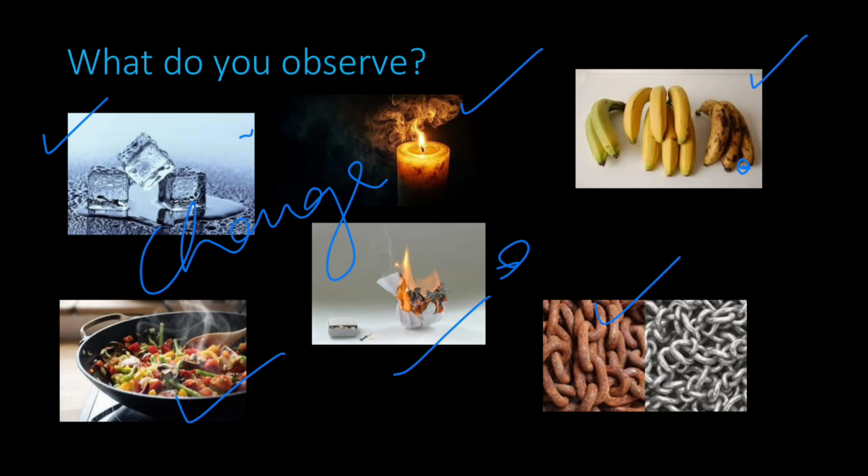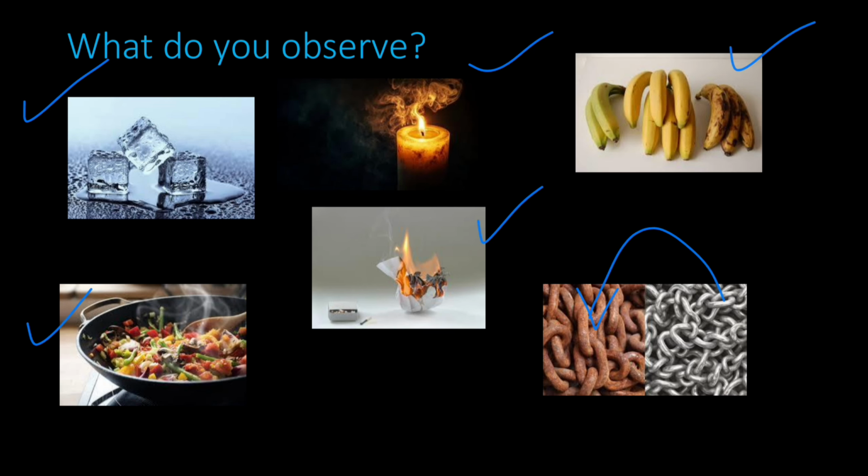To understand this change better, in science we have classified these changes into two main types, that is physical and chemical change. I hope you have studied in your previous classes what is physical change and what is chemical change. Once again we'll revise what physical and chemical changes are.